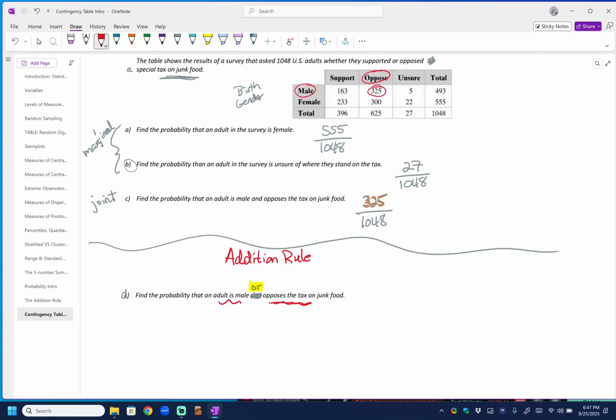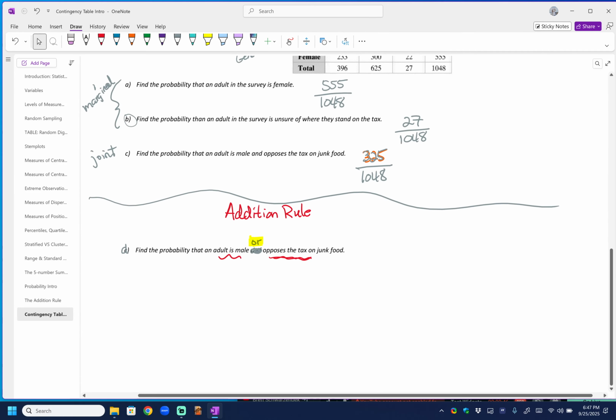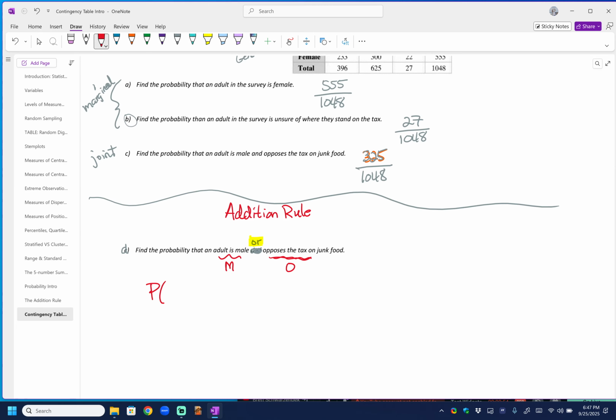To make life easier, let's call this event M for being male. We'll call this O for opposing the tax. So we're going to be doing the probability of M or O is equal to the sum of the two singular probabilities minus their overlap, which is M and O. So our only task here is we just need to find each one of these probabilities.